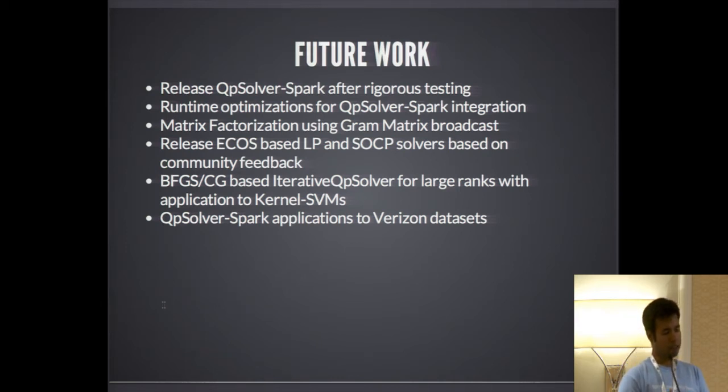The fifth one is: all the solvers we wrote so far make a Cholesky factorization. When your ranks are large, such as if you want to do a kernel version of support vectors, your ranks can be pretty large. So for those, we want to come up with an iterative version of these solvers. And of course, we are going to do a lot of applications of these solvers to our data sets, and hopefully we are going to show a lot of these things in upcoming days.